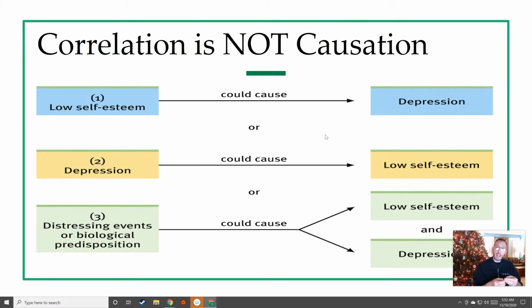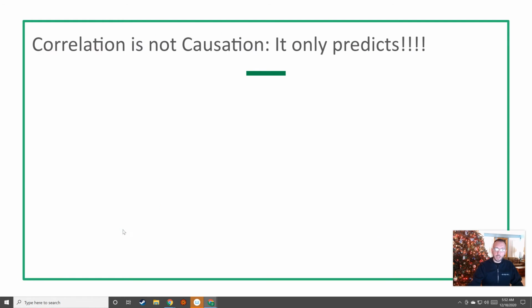Because think about it. All I tested was self-esteem and their length of depression. I didn't ask them about anything else. I don't know if it was possibly distressing events that happened that made the self-esteem lower and made the depression longer. I don't know if there's a biological predisposition that someone's having. I didn't study those things. Therefore, I can't make comments about that. And if I make a causal comment, if I say low self-esteem is causing depression, I'm saying that I've studied all these other things and ruled them out. I haven't. Correlation is not causation because you only studied the two variables. You didn't study everything else and therefore cannot make claims about all those other things.